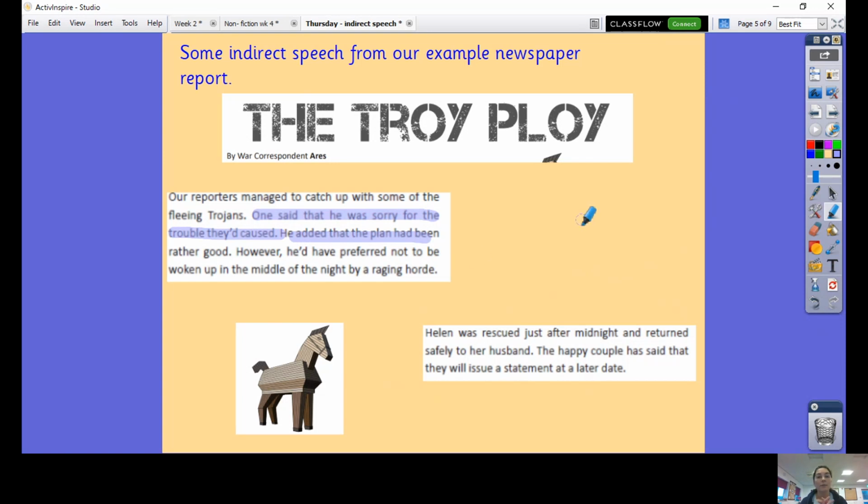We haven't got a direct quote from him, but we are reporting back what he has said. Then we've got the section at the end. Helen was rescued just after midnight and returned safely to her husband. The happy couple has said that they will issue a statement at a later date. So it's not saying Helen said we will issue a statement at a later date. We are just reporting what she has said.